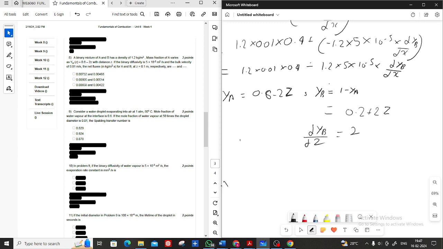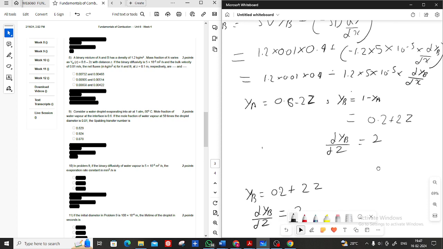Suppose YB is equal to 0.2 plus 2 into Z. Now you differentiate dYB by dZ. This will come 2, right? If you substitute 2 here, you will get the answer.